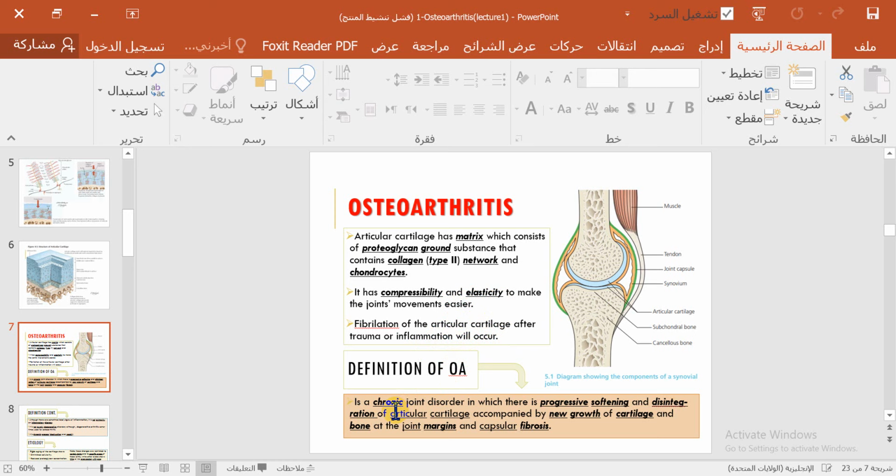Definition of osteoarthritis: it is a chronic joint disorder in which there is progressive softening and disintegration of the articular cartilage, accompanied by new growth of cartilage and bone at the joint margins and capsular fibrosis. So it is two processes going side by side. It is a degenerative process on one hand, and on the other hand there is new growth and a reparative process, at the same time as the disruptive and degenerative process.